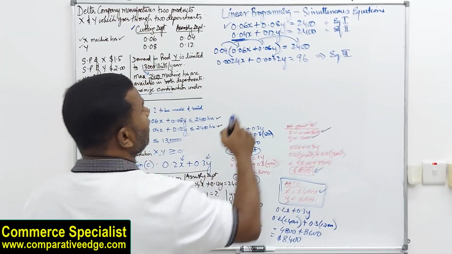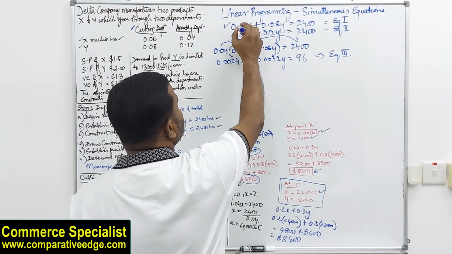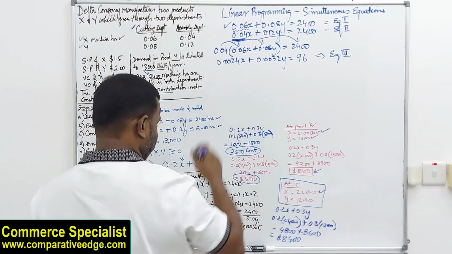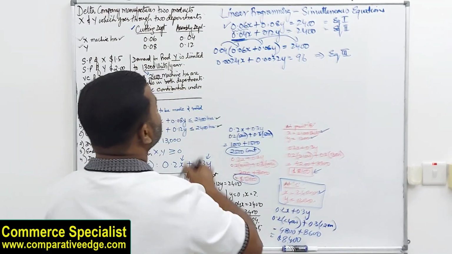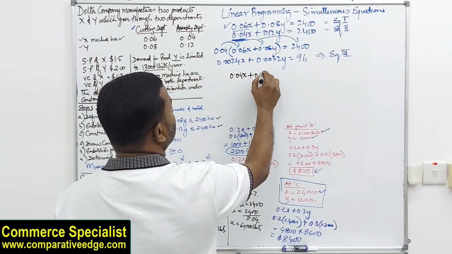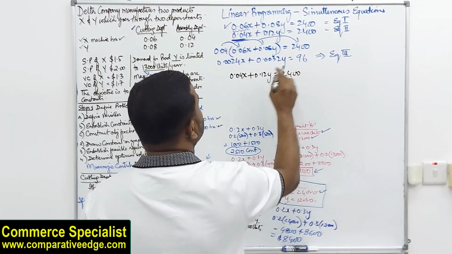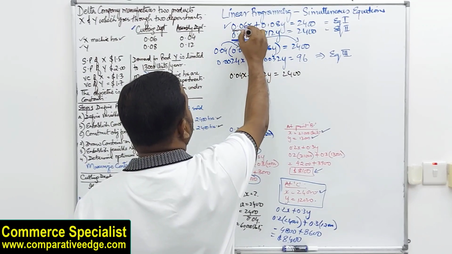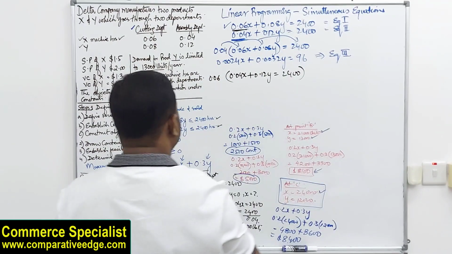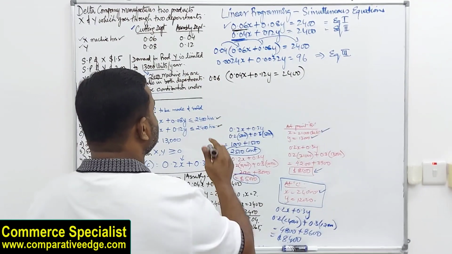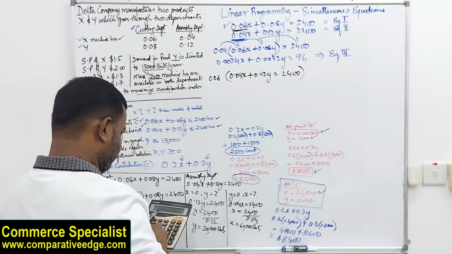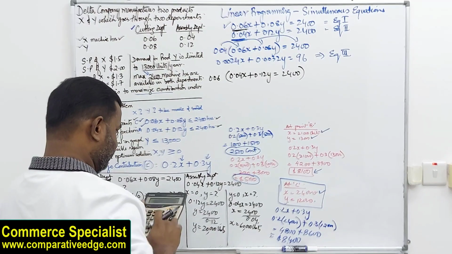Now what I'm going to do is take equation 2 and multiply by the coefficient of equation 1. Equation 2 is 0.04x plus 0.12y is equal to 2400. I'm going to multiply it by the coefficient of x in equation 1, so this will be multiplied by 0.06. So 0.06 into 0.04 will be 0.0024.